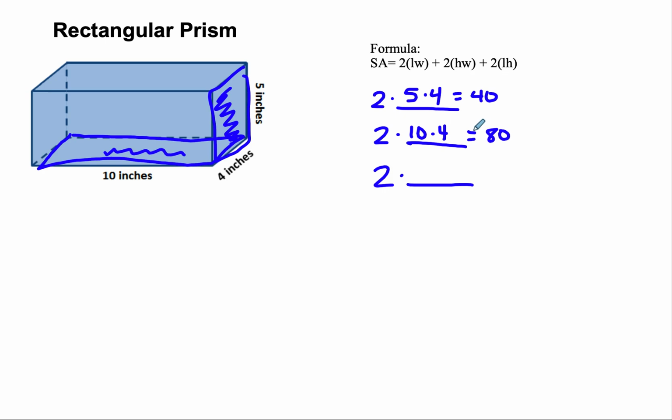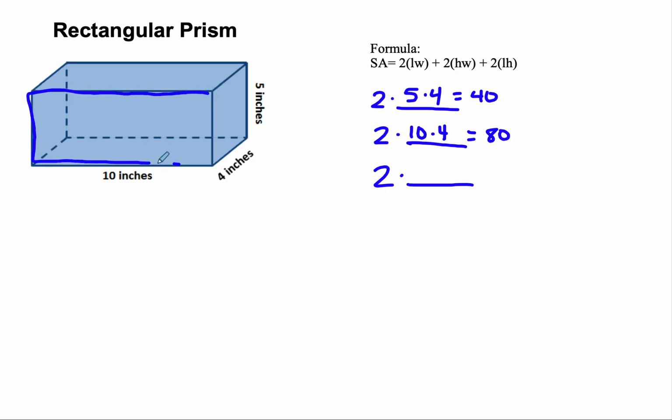Okay, then I need to find the front and the back side. So let me erase some of my writing here. So for the front and back side, it would be this part. This part right here is going to be 5 because this is 5. So I have 10 times 5, 50, times 2 because there's one in the front and one in the back that match. So that's going to be 100.